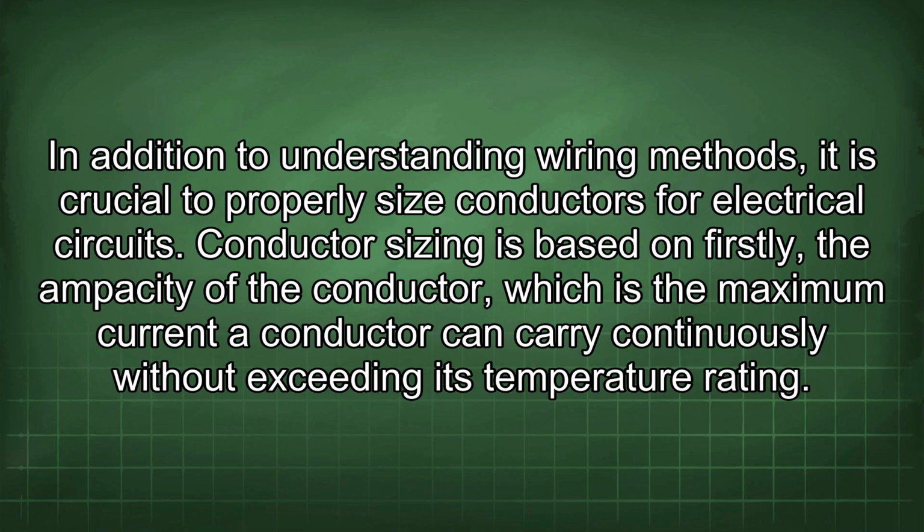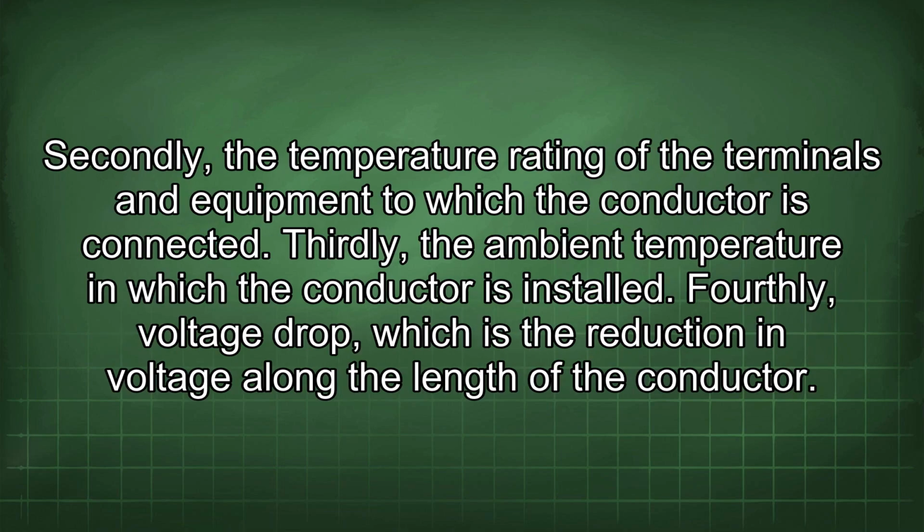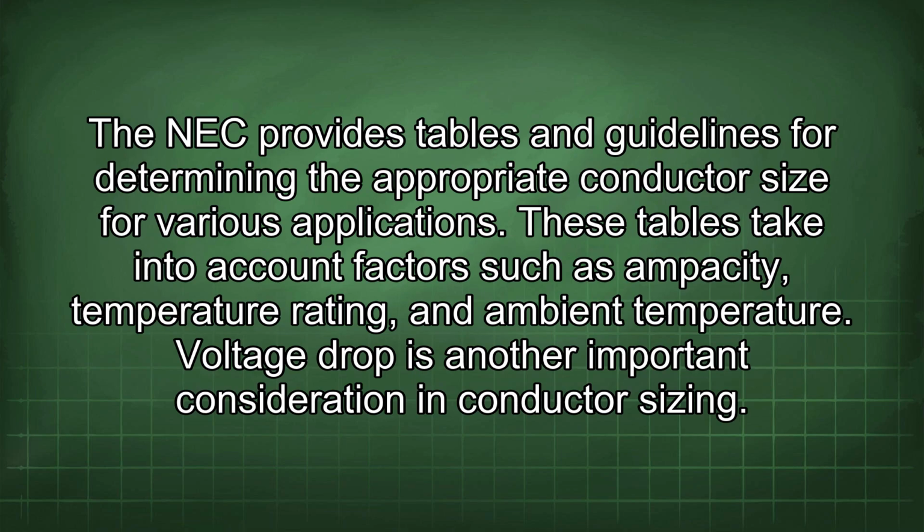Conductor sizing is based on, firstly, the ampacity of the conductor, which is the maximum current a conductor can carry continuously without exceeding its temperature rating. Secondly, the temperature rating of the terminals and equipment to which the conductor is connected. Thirdly, the ambient temperature in which the conductor is installed. Fourthly, voltage drop, which is the reduction in voltage along the length of the conductor. The NEC provides tables and guidelines for determining the appropriate conductor size for various applications. These tables take into account factors such as ampacity, temperature rating, and ambient temperature. Voltage drop is another important consideration in conductor sizing.